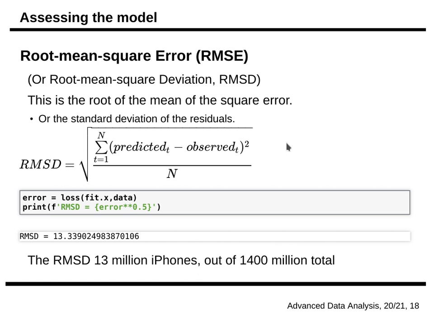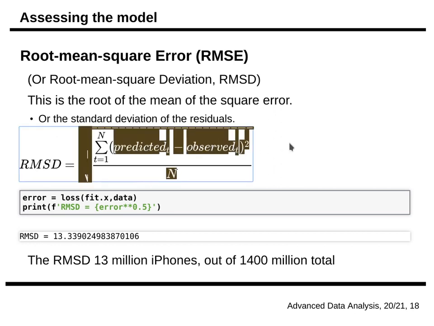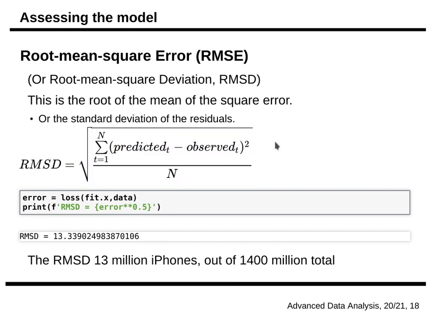It's also the standard deviation of the residuals. So basically, if this is an unbiased estimate and so on, we have basically a standard deviation here. But this is useful because it gives us an idea of how well or how close our model is fitting the data. So in this case, the RMSD is about 13 million iPhones.